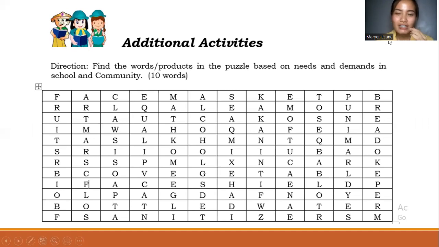The direction says, find the words or products in the puzzle based on needs and demands in school and community. I want you to circle the words that you will see in the puzzle. Only 10 words. Write your answer on the module. Now you may draw on the module.